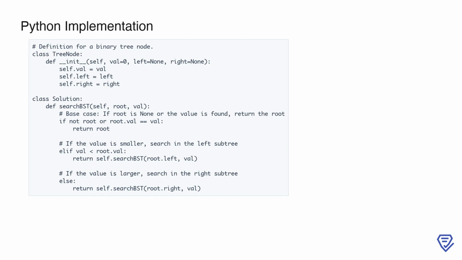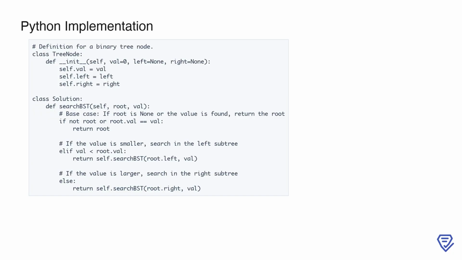1. Base case. The function first checks if the root is None or the root.val matches the target value val. If either condition is true, it returns the current root node. This handles the scenarios where the search ends, either by finding the value or exhausting the tree.